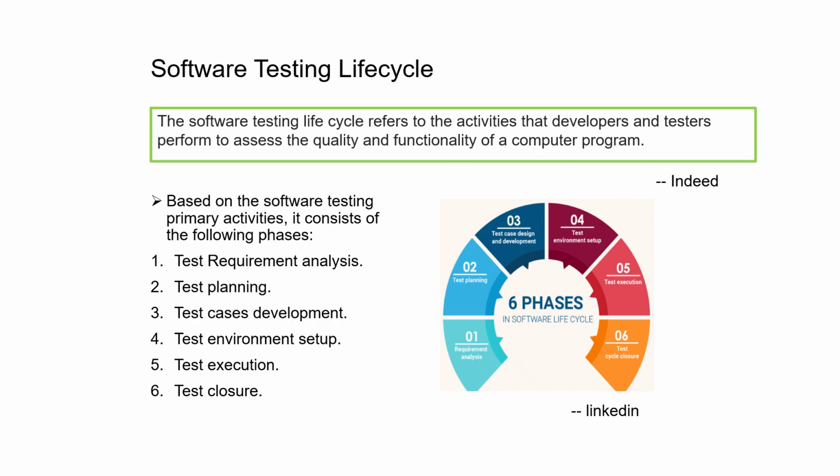The software testing lifecycle refers to the activity that developers and testers perform to assess the quality and functionality of a computer program. Based on software testing primary activities, it consists of the following phases: test requirement analysis, test planning, test case development, test environment setup, test execution, and test closure.